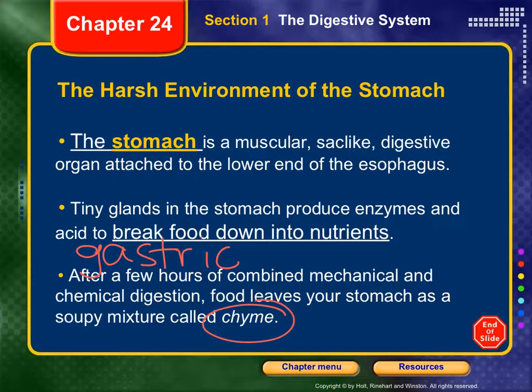So now chyme is going to be acidic and really fluidy. If you've ever gotten sick and thrown up, you've probably seen chyme. So after your food's been in your stomach for a while, it turns into chyme.